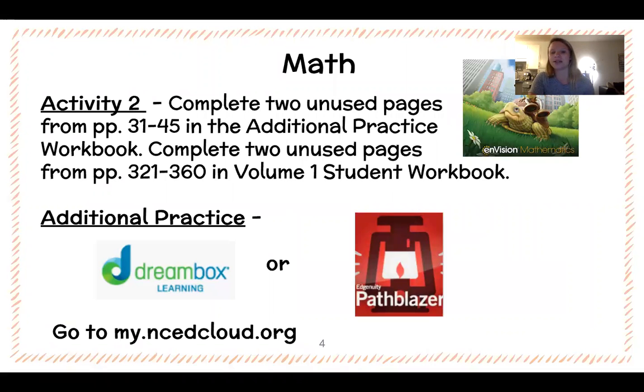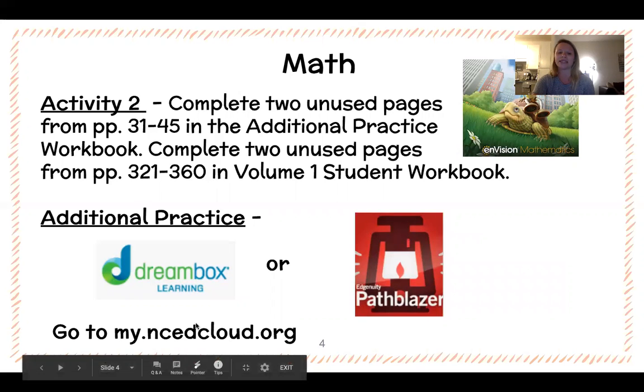Your second math activity is to complete 2 unused pages in the additional practice page workbook, as well as the regular workbook. Unfortunately, we did not have complete workbooks and additional workbooks for every student, so please just go through the workbooks that you were sent home and pick 4 pages out of them to complete. You can also get onto Dreambox and Ingenuity after as an additional practice. You'll access that by ncedcloud.org.